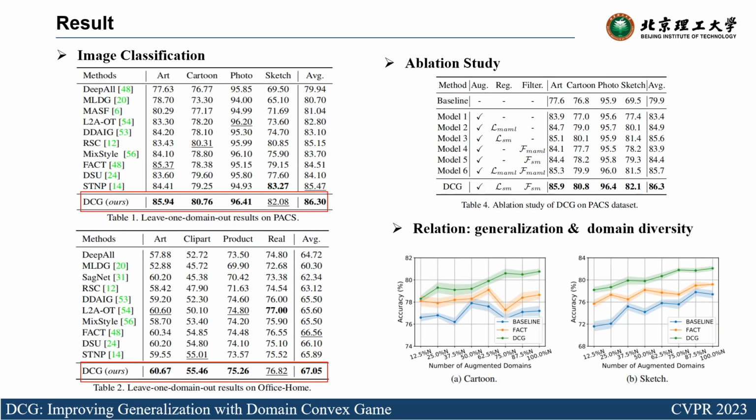We can see DCG achieves SOTA model generalization on both PACS and Office-Home benchmarks, and the ablation study demonstrates the effectiveness of each part in our framework. Besides, with the increase of domain diversity, the model generalization of DCG increases monotonically on the whole, and the decrease of marginal contribution of domains is alleviated, demonstrating the effectiveness of conducting the convex scheme between domains.